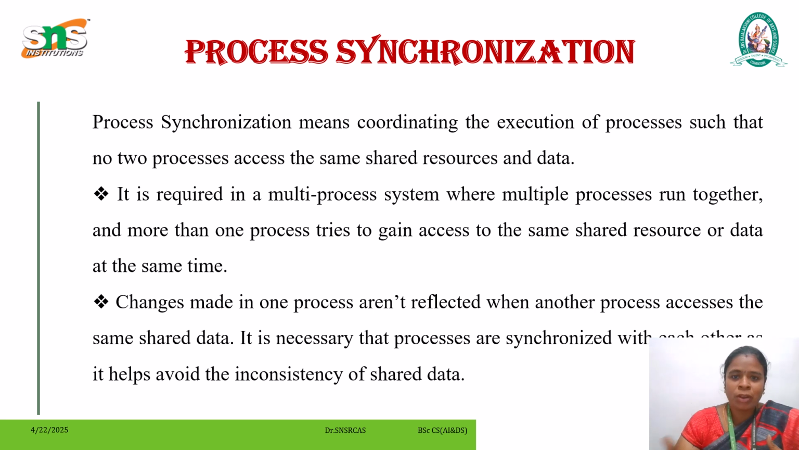Thus, there is a high probability that the data being read by the second process is incorrect. On the basis of synchronization, processes are categorized into the following two types: one is independent process, another one is cooperative process.